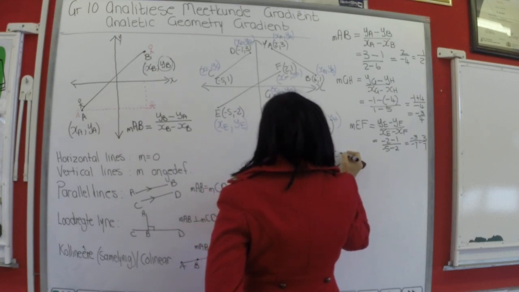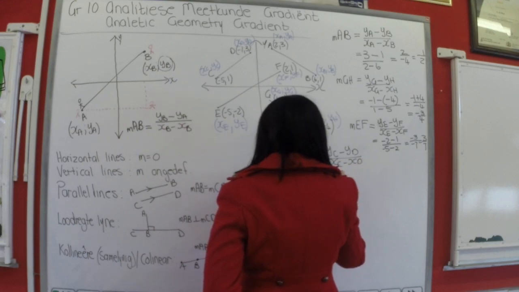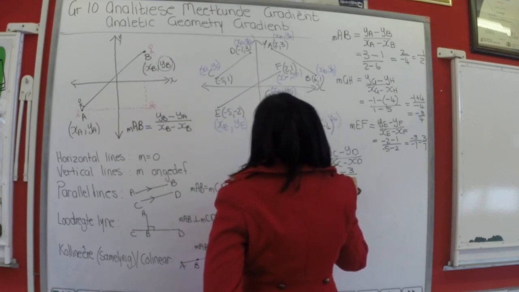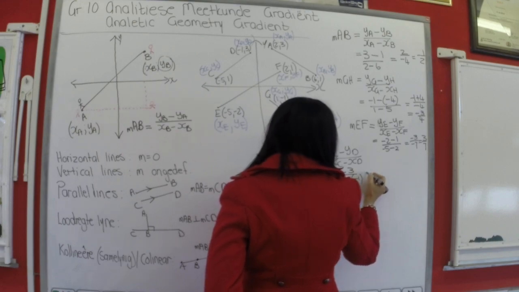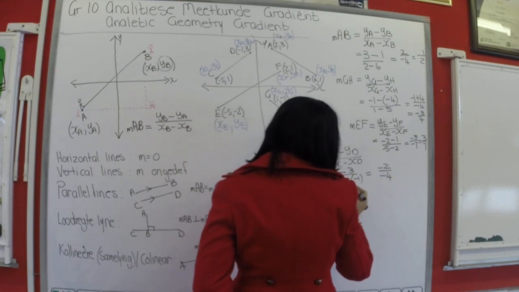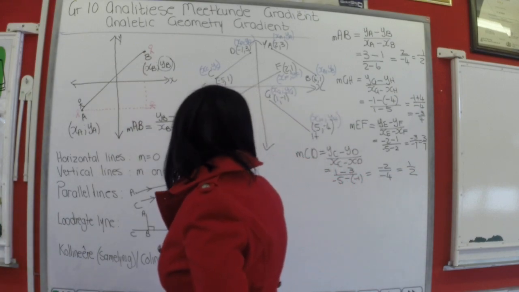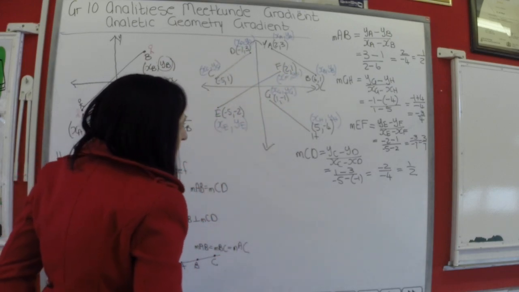Die Y van C minus die Y van D op die X van C minus die X van D. Die Y van C is 1 minus die Y van D is 3, op die X van C is minus 5 minus minus die X van D. Dit gee vir my minus 2 op minus 4, want daar word dit plus, en dit is gelyk aan 1/2. And they are calculated, all the gradients of the lines on that Cartesian plane.